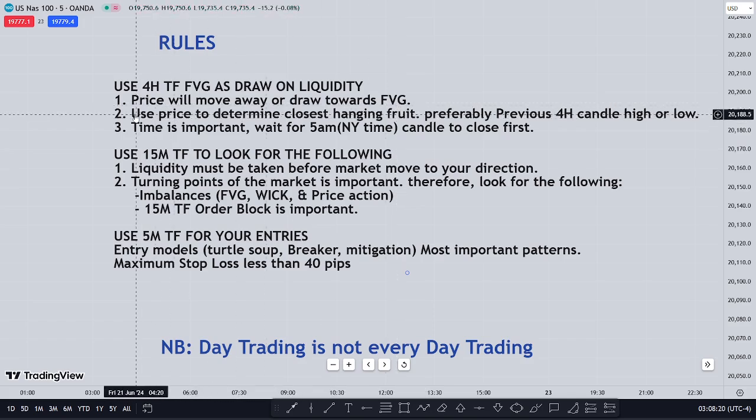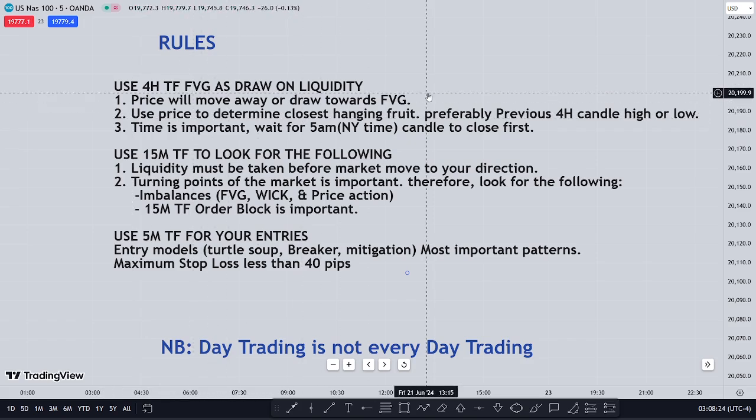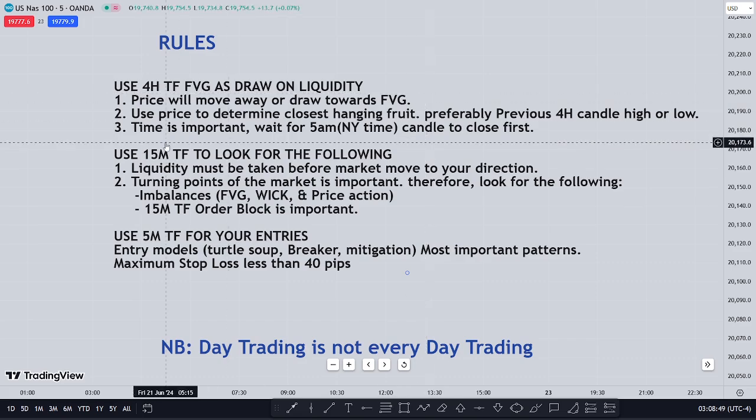We are going to use price to determine the closest hanging fruits, preferably the previous 4-hour candle high or low. That will be our closest hanging fruit. If we are going to buy, it means that the high of the previous candle will be our closest hanging fruit, and if we are going to sell, it means that the low of the previous candle will be your target as a closest hanging fruit.